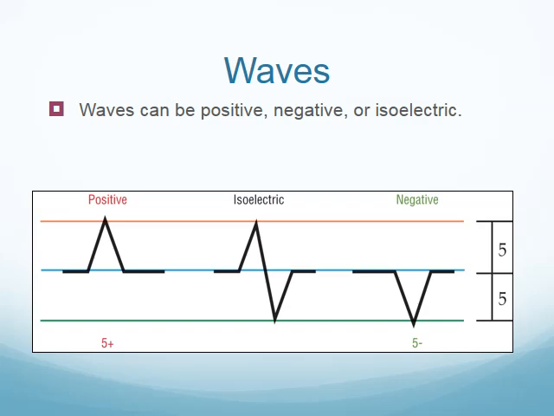So on our EKG, we can have waves that are positive, we can have waves that are negative, and we can have waves that are isoelectric. So in here we have an example of what a positive wave looks like, what a negative wave looks like, and an isoelectric wave.